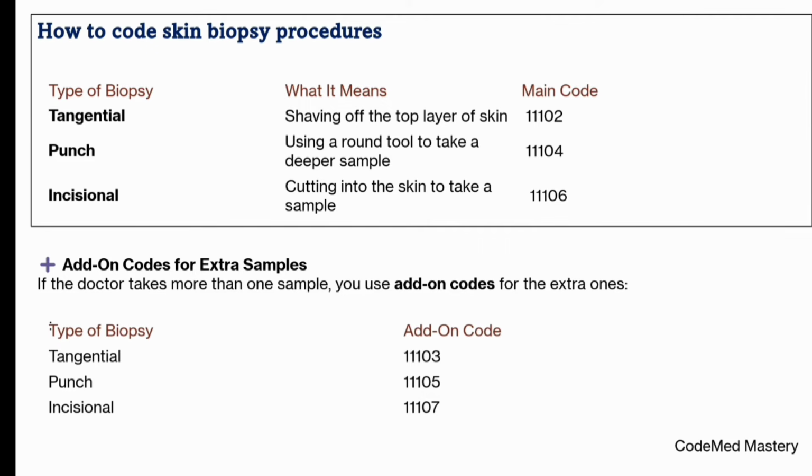How to code skin biopsy procedures. Here they have given the type of biopsy, what it means and the main code. We already read the definitions of these biopsies. The main code for tangential biopsy is 11102 and the add-on code for tangential biopsy is 11103. The main code for punch biopsy is 11104 and the add-on code for punch biopsy is 11105. The main code for incisional biopsy is 11106 and the add-on code is 11107. If the doctor takes more than one sample, we can use add-on codes for the extra ones. This is quite simple.